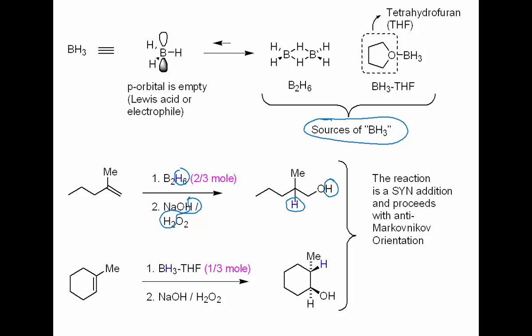Okay, if we take a cyclic alkene, what we find here is that we get actually a pretty good control of stereochemistry as well. What we find is that the hydrogen that we're adding and the OH group end up on the same face of the molecule. Thus we describe this as being a syn addition. Okay, and the stoichiometry of these reactions are important too. It only requires 1/3 of a mole of BH3, or 1/3 of a mole of BH3-THF would suffice for bringing this reaction to completion.